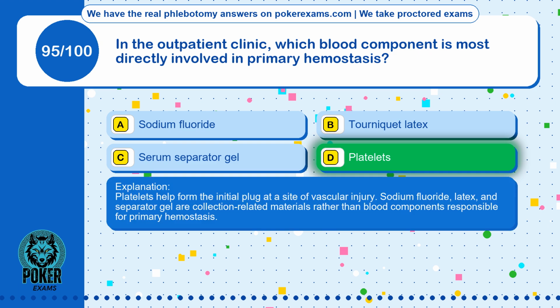Platelets help form the initial plug at a site of vascular injury. Sodium fluoride, latex, and separator gel are collection-related materials rather than blood components responsible for primary hemostasis.